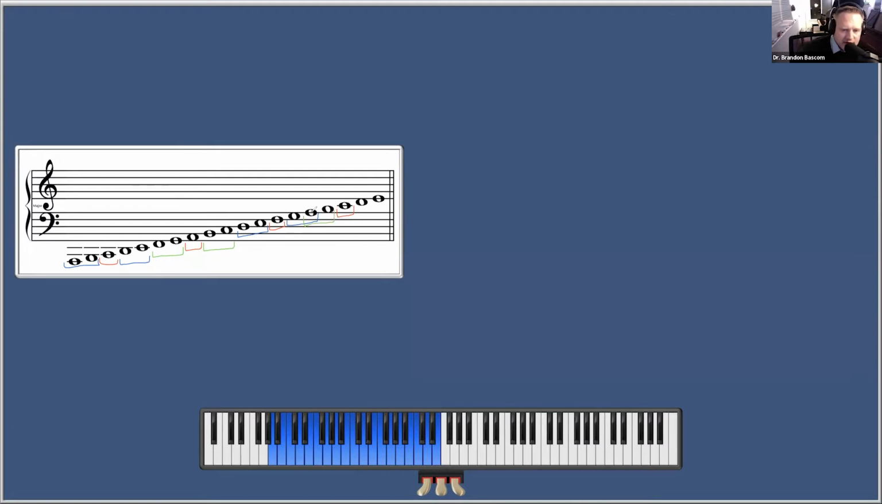So you'll notice that A has two home notes looking out for it. F clef F skip up or middle C skip down.